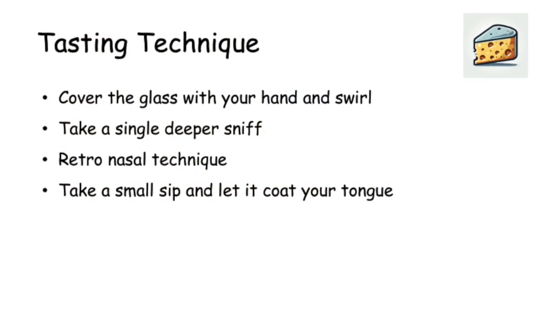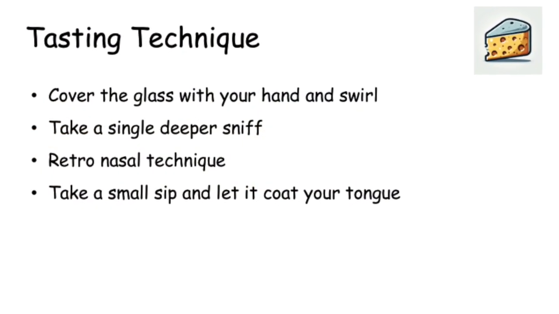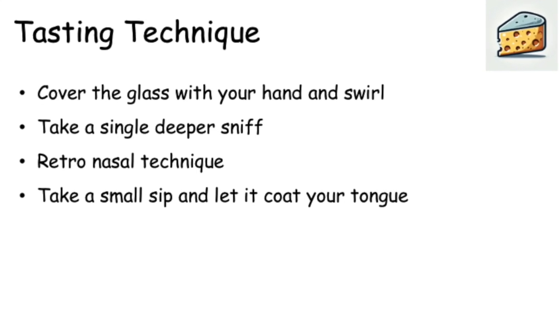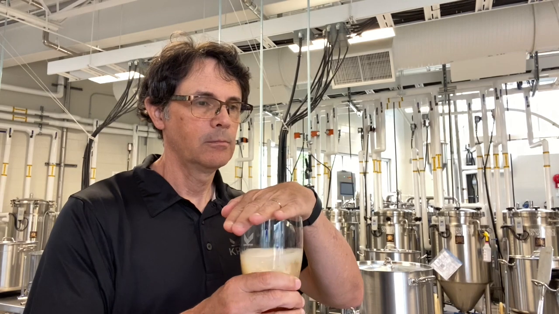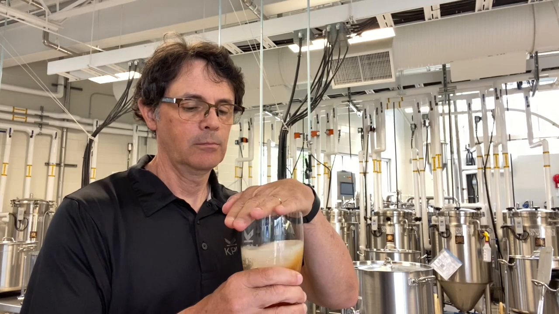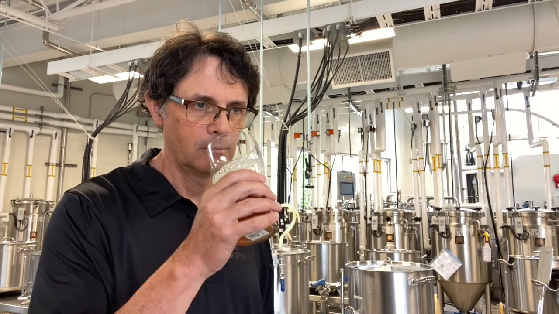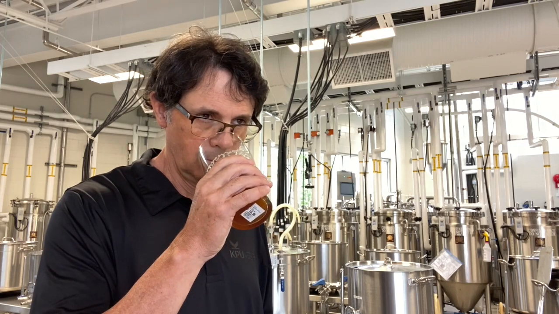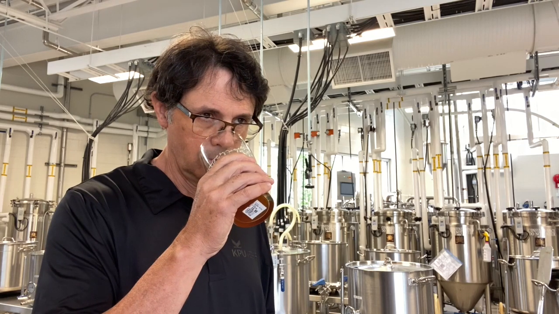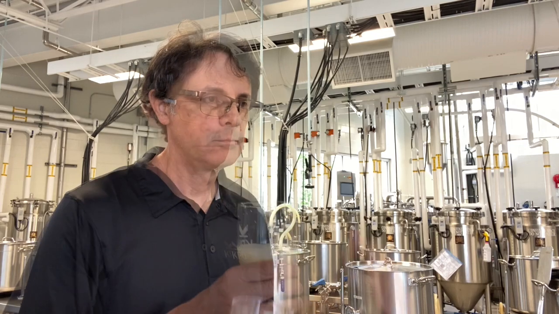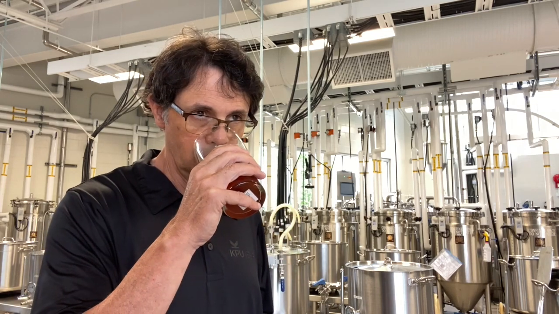To accurately identify isovaleric flavor in beer, you need a proper tasting technique. The best way to detect and identify this off-flavor is to cover the glass with your hand and swirl it around. This releases and concentrates the flavor in the glass headspace. After that, take a single deep sniff.